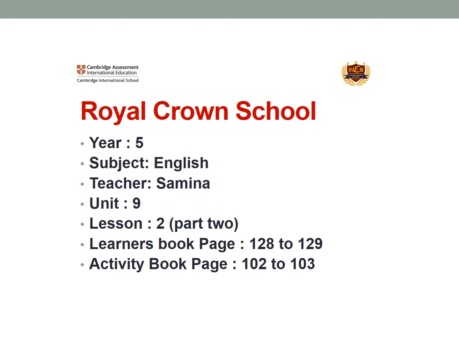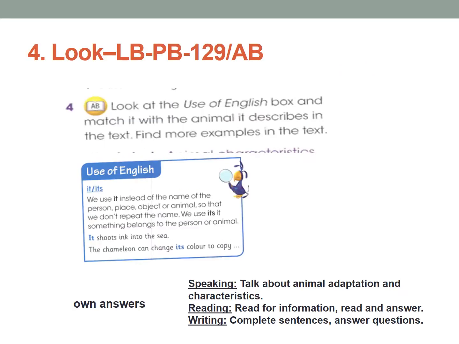Year 5. This is part 2 video of Unit 9 Lesson 2. So get ready with your learner's book, page number 128 to 129, and activity book, page number 102 to 103. Now let's get back to learner's book, page number 129.